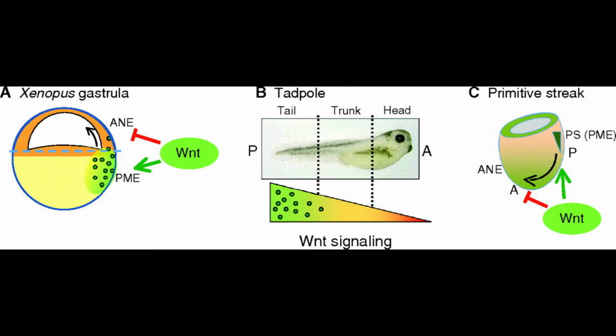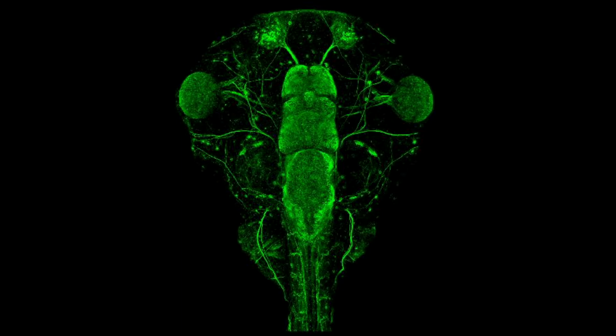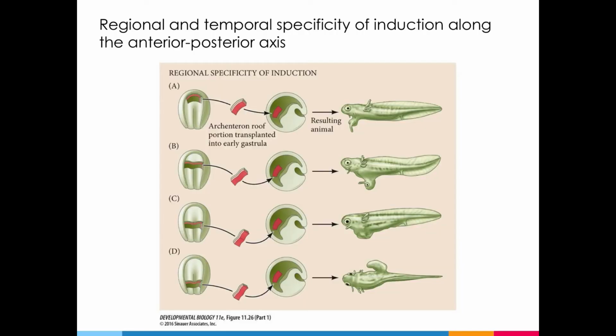The specification of this axis depends on a gradient of Wnt proteins, with the head having the lowest concentration of Wnt. In vertebrates, the forebrain, the hindbrain, and the spine regions of the neural tube have to be properly organized in an anterior-posterior direction. So the organizer tissues not only induce the neural tube, but also specify those different regions of the neural tube. And that happens in a region-specific way. And what this means is that more anterior portions of tissues derived from the organizer will induce the formation of anterior neural structures, while more posterior organizer-derived tissues induce the formation of more posterior neural structures.